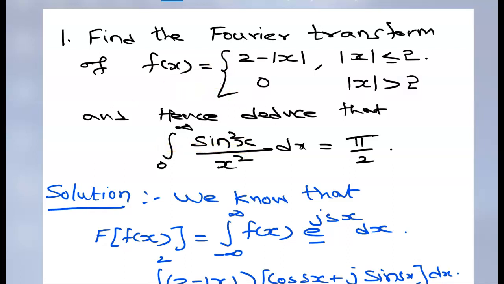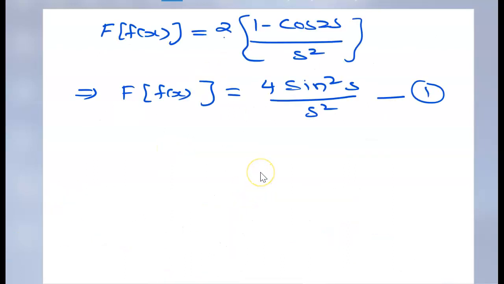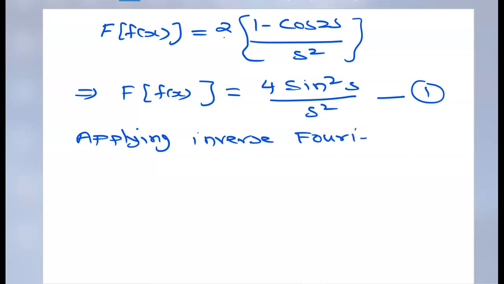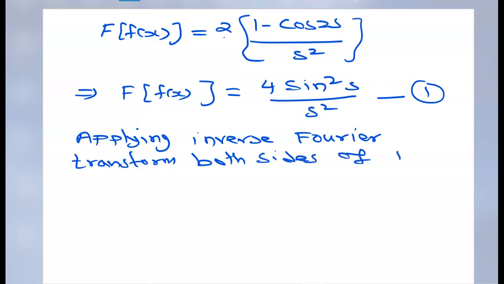The trick is, what did you find? You found the Fourier transform, right? Equation 1 is the Fourier transform of f of x. So if you have the Fourier transform, to find the integral, you use something called the inverse Fourier transform on both sides. I am going to write here: applying inverse Fourier transform on both sides of equation 1.